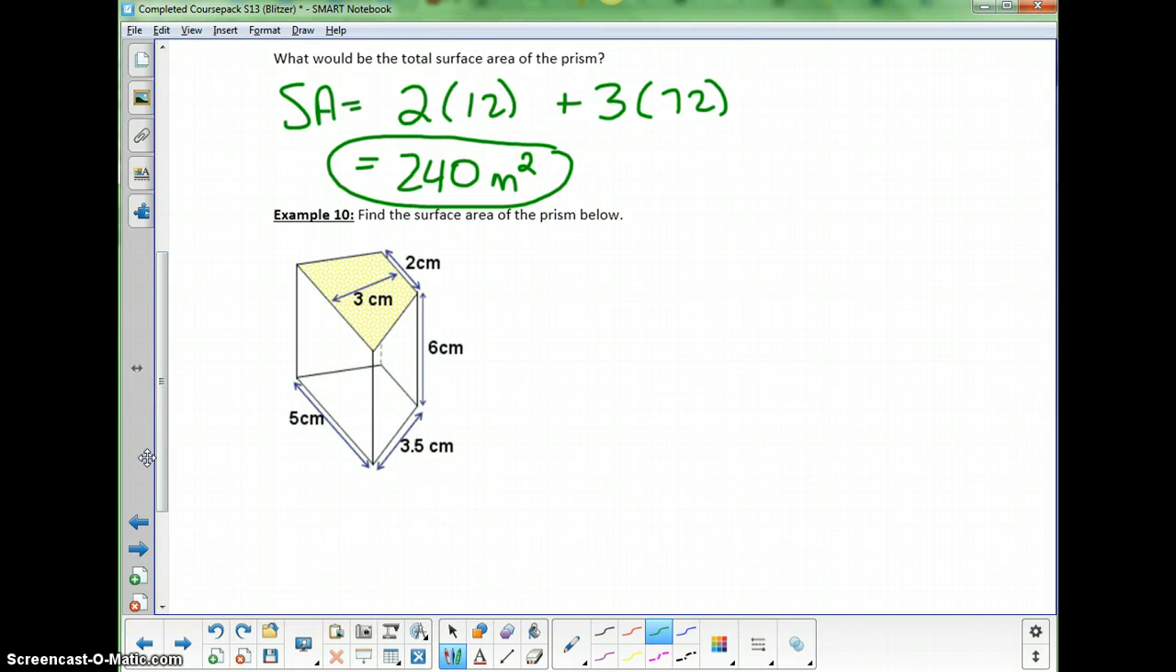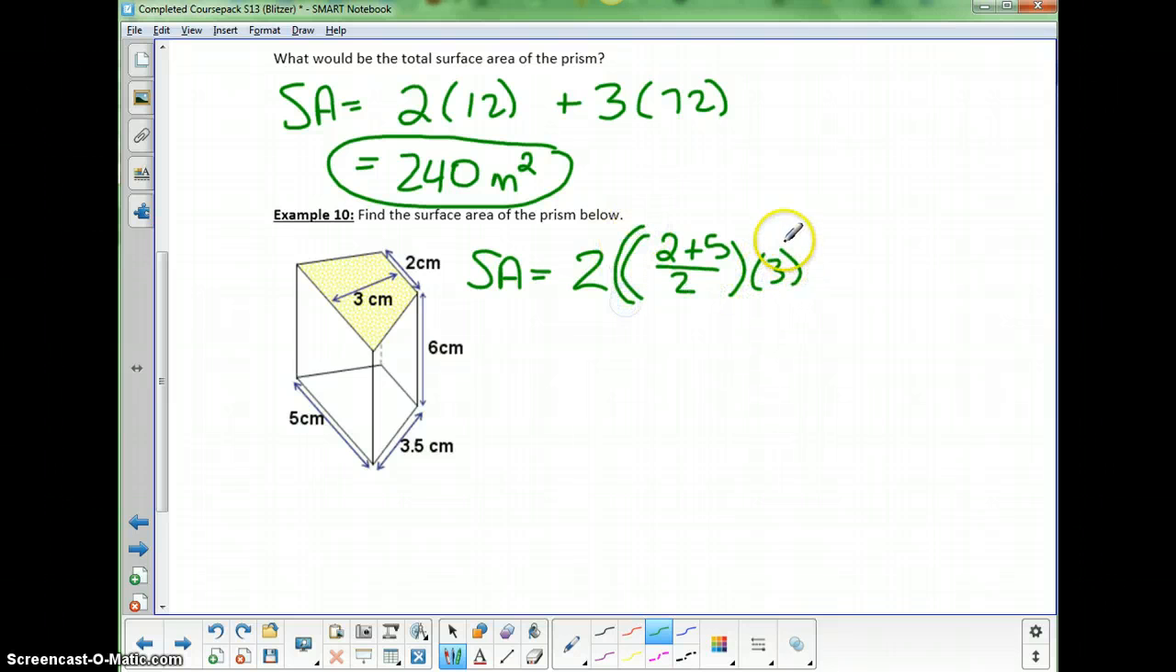Alright. Similarly, in the next one, we're going to look for the surface area. So in this surface, we have top and bottom, which are the same. Then we're going to have 4 rectangles, but not all the same measurements in this one. So let's start. I'm going to start with my 2 trapezoids. The trapezoid formula was the average of the bases, so 2 plus 5 over 2, times the height, which was 3. So right now that's 2 trapezoids.